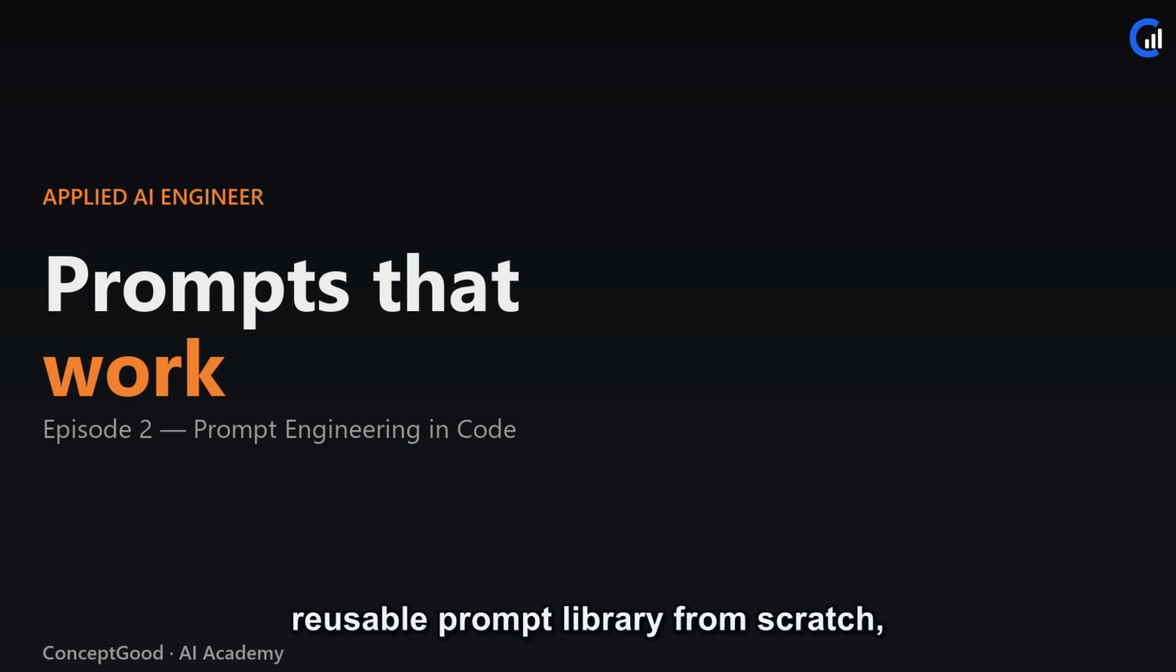Then we'll build a small, reusable prompt library from scratch, add output parsers, and learn to version prompts like the code they are. By the end, Atlas will have well-engineered, reusable prompts instead of strings buried in functions.